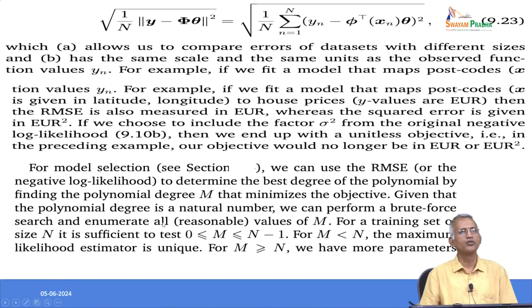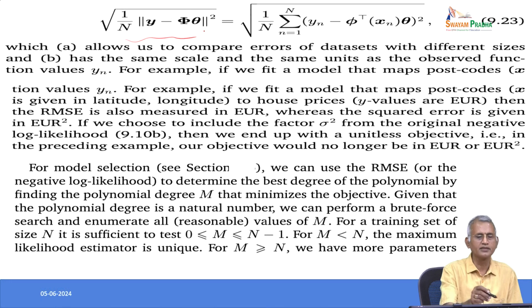So, it is the root of 1 by N norm of y minus phi theta squared, equal to the root of 1 by N into summation n equal to 1 to N of yn minus phi transpose xn into theta the whole square. This has two benefits: A, it allows us to compare errors of data sets with different sizes, and B, it has the same scale and the same unit as the observed function values yn.